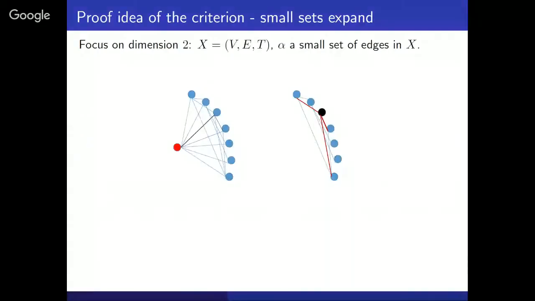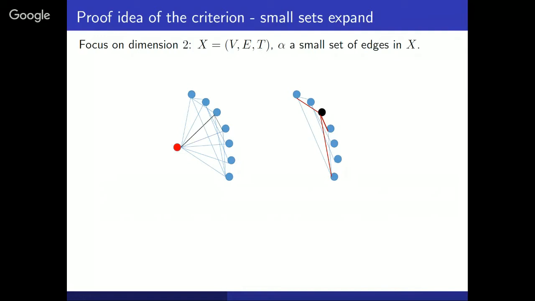Got it. Thanks. Okay. So just a few words about why this criterion is at all useful. Why is it useful that you have a global expander and local expanders in the links? So assume that alpha, your set of edges, is small, and you want to show that its boundary is large. So why are the links helpful for you?